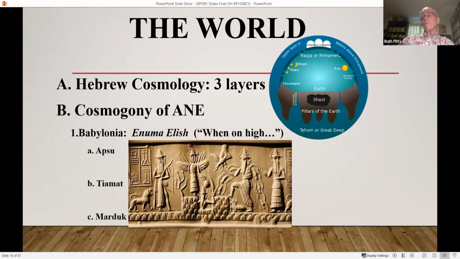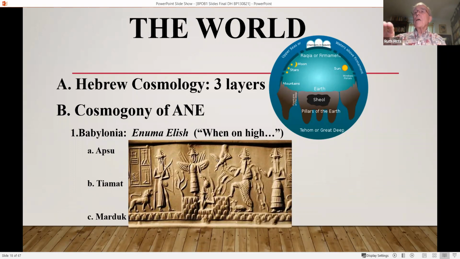Now, so we've talked about God and we've talked about human beings. Now let's talk about the world. How did they envision the world? The Hebrew cosmology. Cosmology is simply your mental picture of what the world looks like. So here you have a little graph that's been created, and you'll see that it's in three parts. The earth is in the center there. That's where we live, where we would walk.